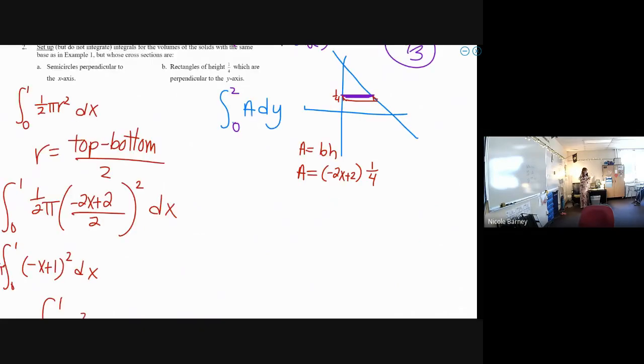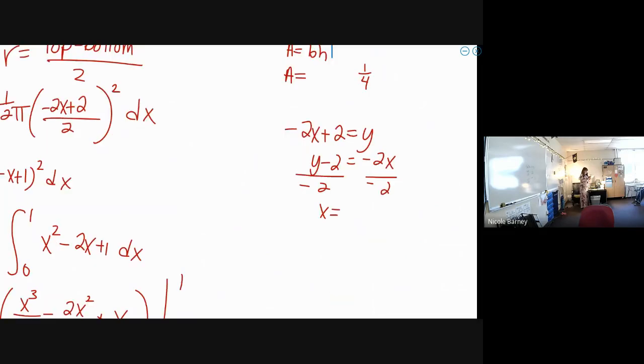But we can't do the base as our right minus left like that, because that would be in terms of x, right? So what is our function in terms of y? So if we have y minus 2 equals negative 2x, so we have x equals, we can write it a lot of different ways. Solving for x. I was solving for y. So I could write it like this.